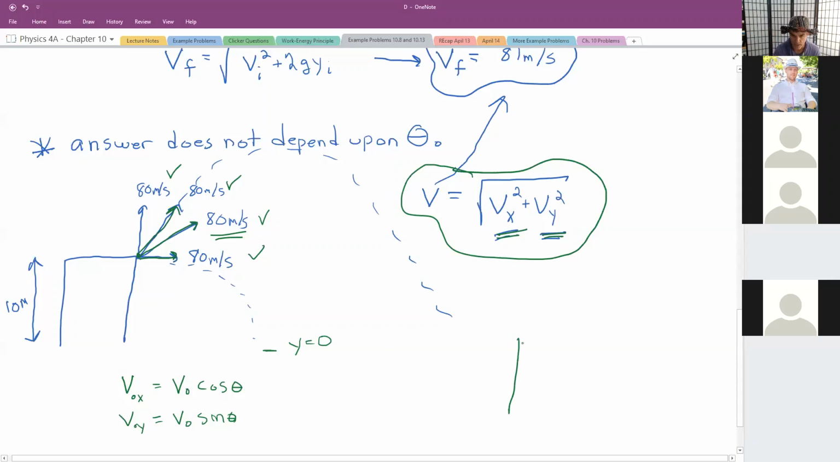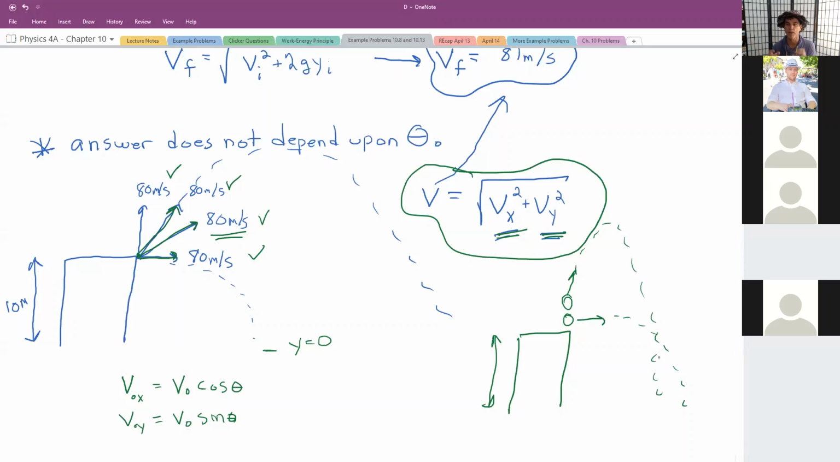So again, I have a ball at a certain height, and I throw that ball horizontally. I can use conservation of energy to figure out how fast it's going to be going when it hits. If instead I throw it at a different angle, it's going to travel a different path. It's going to hit at a different spot. It's going to hit at a different time. But as long as they start at the same speed, at the same height, conservation of energy says they're going to hit at the same speed.